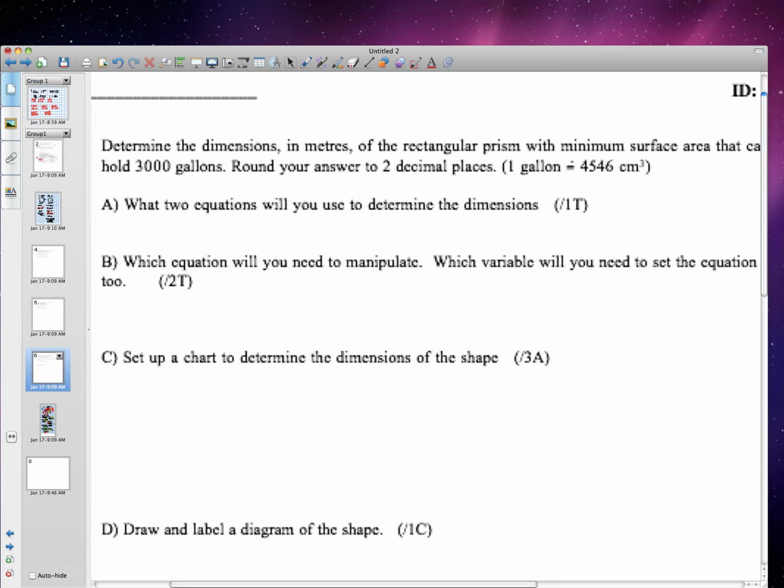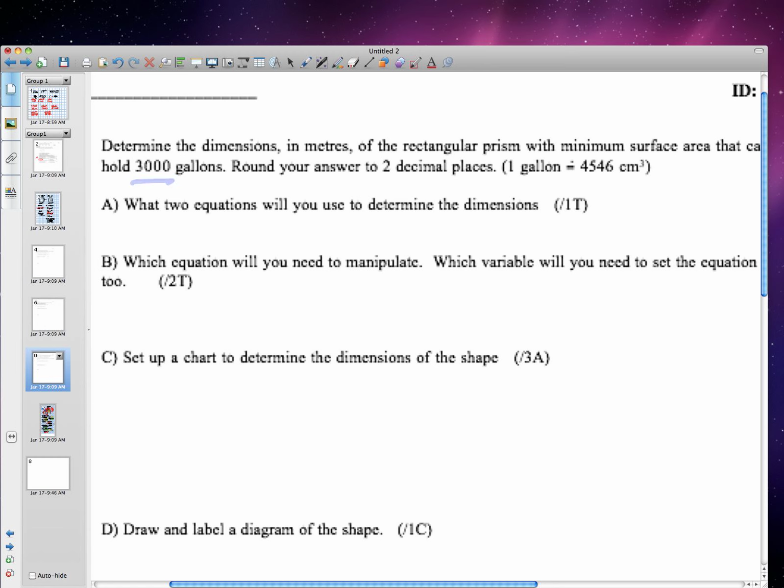So, this question says determine in meters. Sorry, we're going to stay in gallons because this is a very complex conversion. Ours won't be so complicated on our exam. Determine the dimensions of the rectangular prism with a minimum surface area that can hold 3,000 gallons. So that's our volume. Round the area to 2 decimal places. What 2 equations will you need in order to determine this?